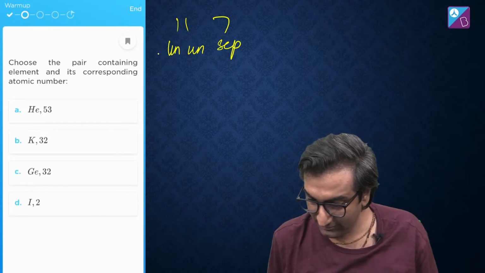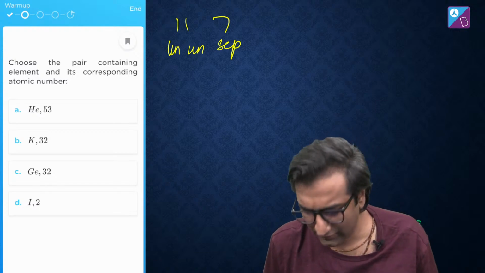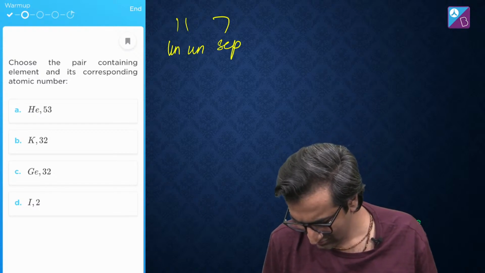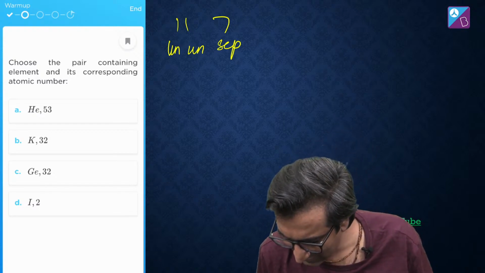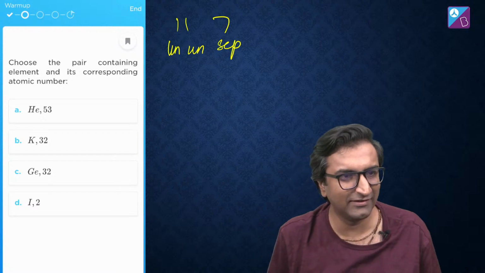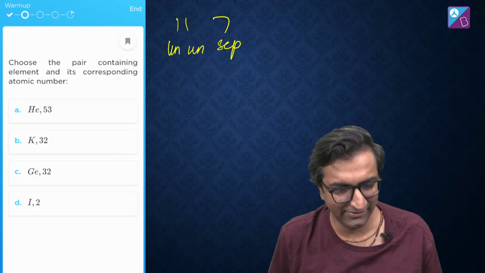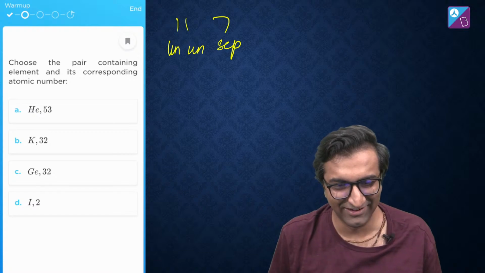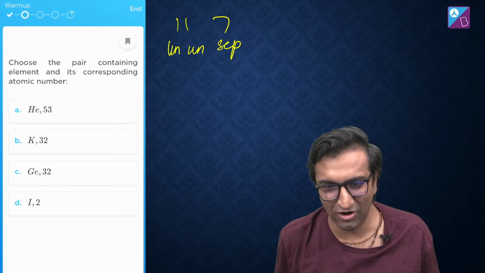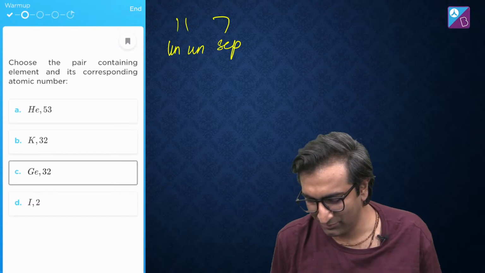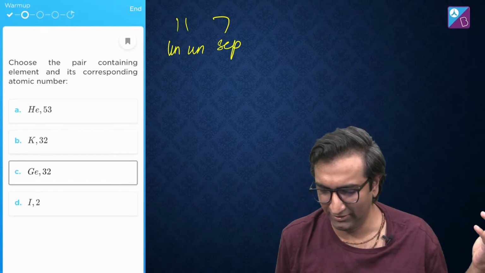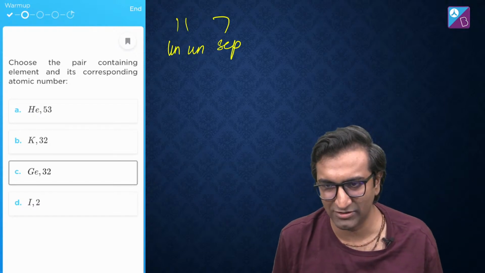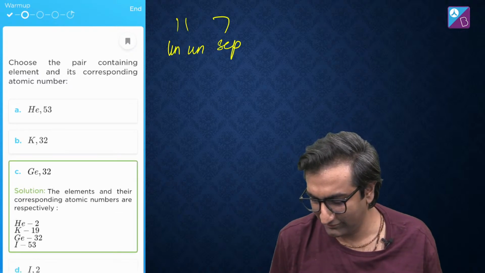Choose a pair containing the element and its corresponding atomic number. Fine. What? I'm sorry. Is this a serious question? Okay, I guess it is. ठीक है. This is a funny question. All right. It's not HE53 for sure. It's not iodine 2. It has to be germanium 32. Although I have no idea if germanium is 32. I know that potassium is not 32. I know potassium is 18. We can quickly check this. Okay, this is right, obviously.